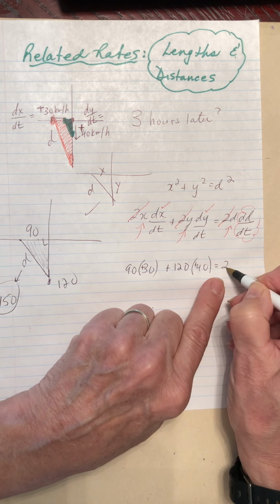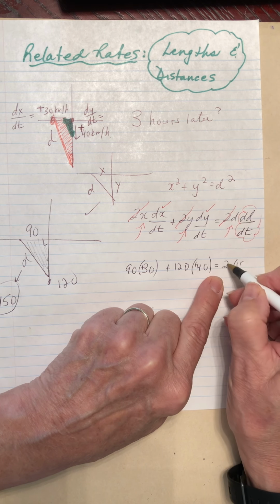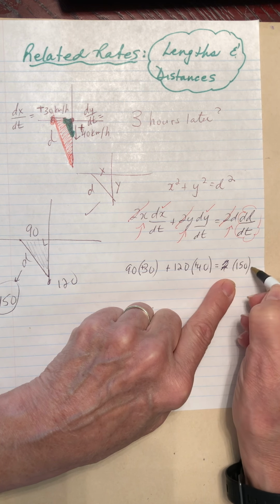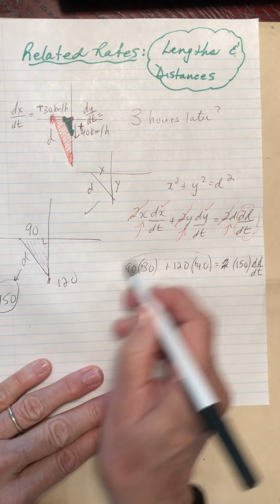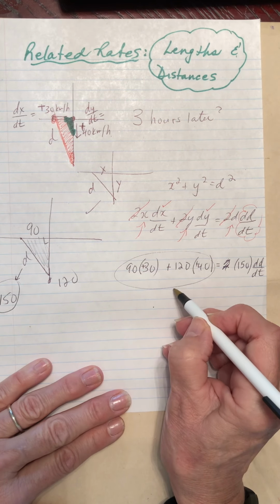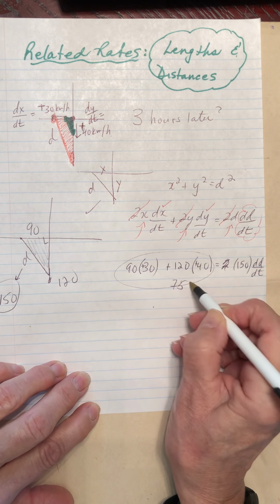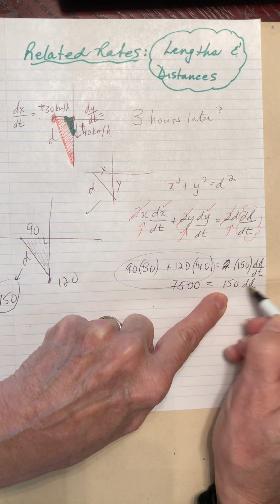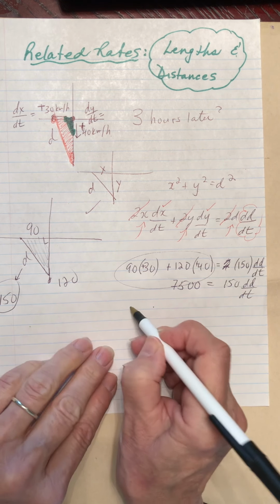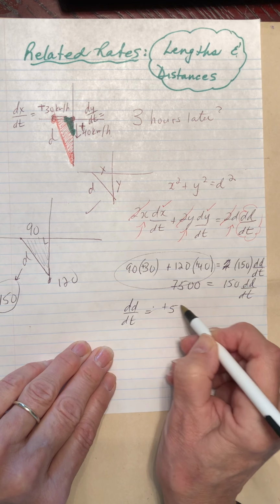Then there's a 2, and my d value was, the 2 is not there. My d value is 150, and I'm solving for dd over dt. So putting all these together, I believe, what do I get here? I think it's 7,500, yep. And then 150 dd over dt. And once I solve, I will have dd over dt is positive 50.